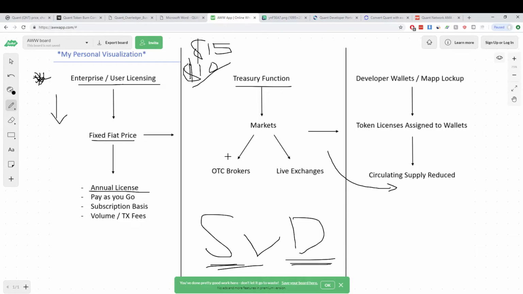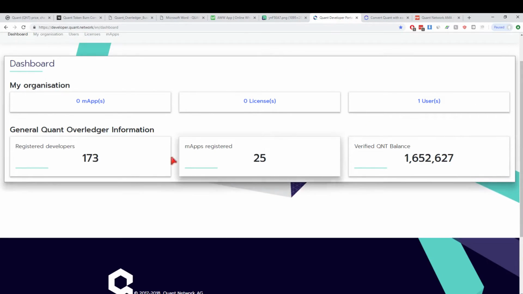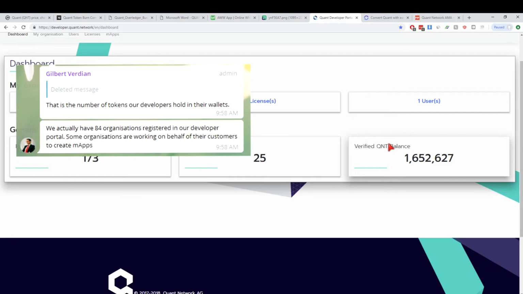If you have any questions about the licensing system and the lockup, feel free to ask. But if we jump over to the developer portal, we'll see that there's actually 171 developers, 25 maps registered, and the QNT balance for these developers in their wallets is already 1.65 million. Already. So I'll throw up another screenshot here, because Gilbert was asked this in a quick little chat in Telegram about it.